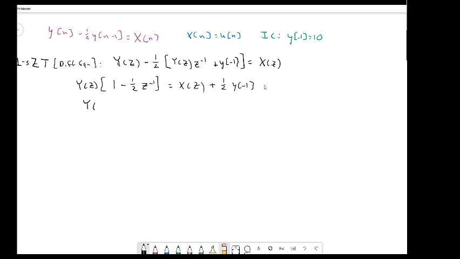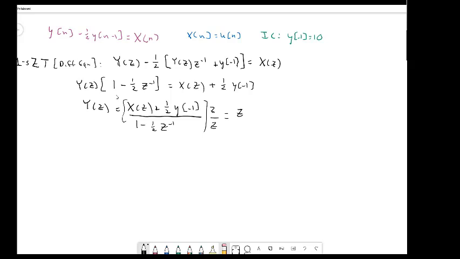And then simplifying, putting Y(z) all by itself on one side gives us our X(z) and our 1/2 y[-1] in the numerator, and we'll divide that by the term that was with the Y(z), 1 minus 1/2 z to the minus 1. I don't like those negative powers of z, so I'm going to multiply the top and bottom by z to the first power.